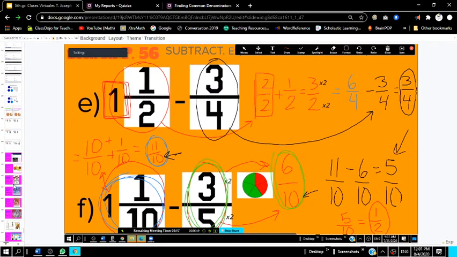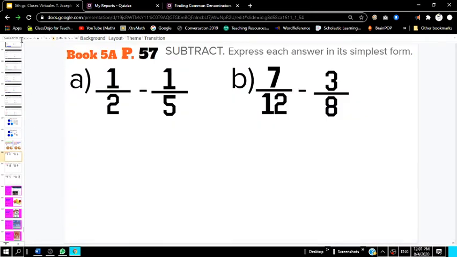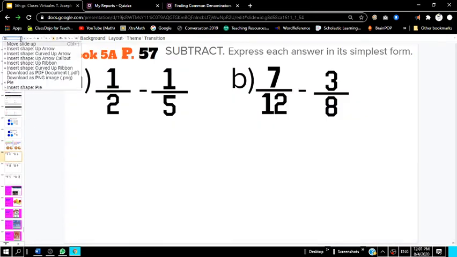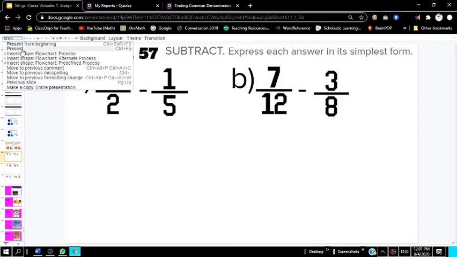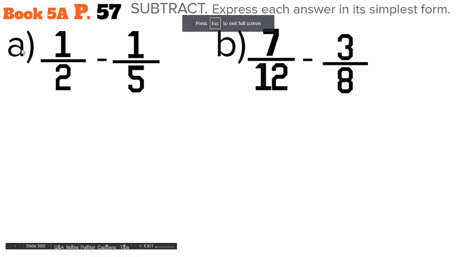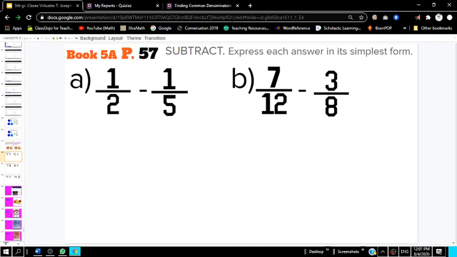So let's actually look at a couple of the problems from page 57, okay? I think it's important that we continue to work on the book, and then we'll go to the quizzes, okay? So go to page 57. We're going to go to the first problem, which is problem letter A, okay? 1/2 minus 1/5. Now you'll notice that when we try to subtract these, we don't have the same denominator.